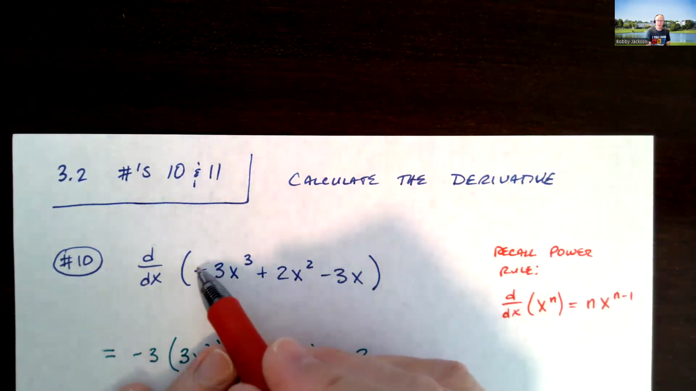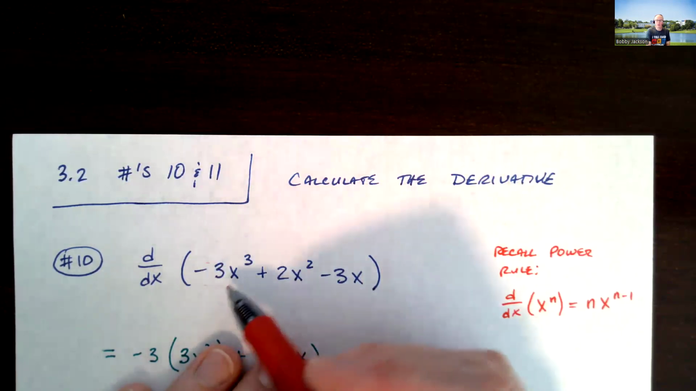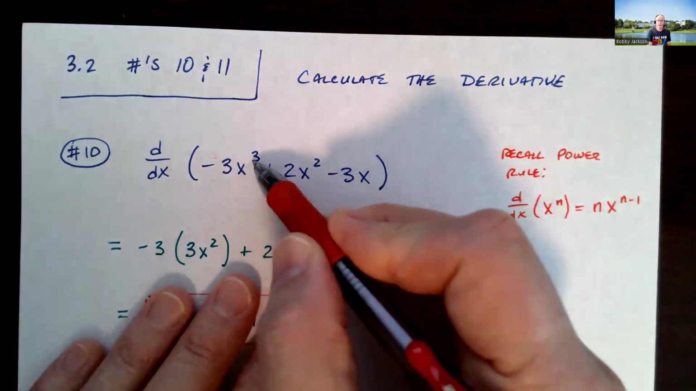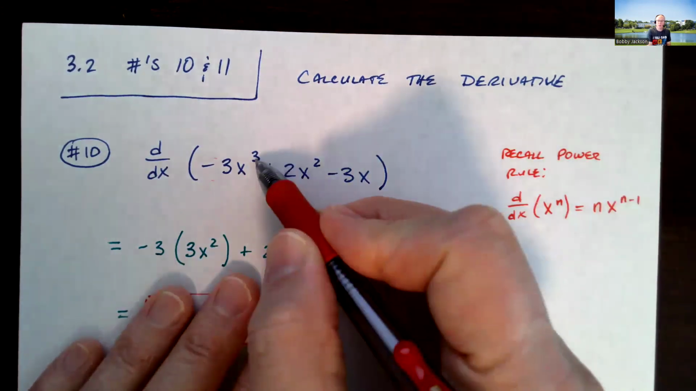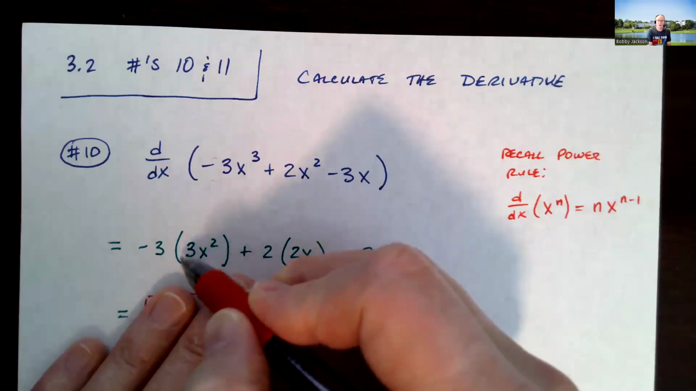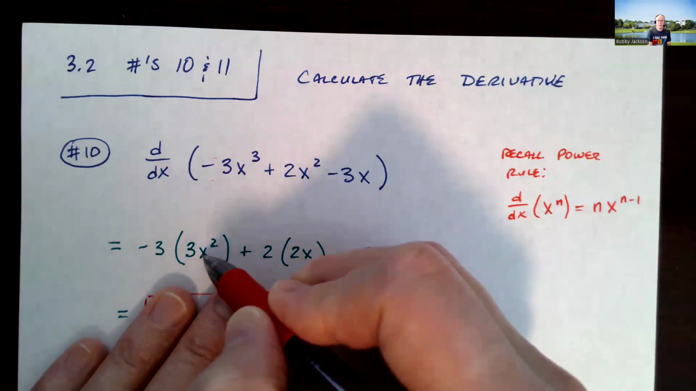We also have some constant multiples, right? So we can pull the constant multiples out. So when I take the derivative, I'll pull this -3 out. What's the derivative of x cubed? Well, by the power rule, I'll bring the 3 down in front, subtract 1 from 3, I get 2. There's the derivative, all right?